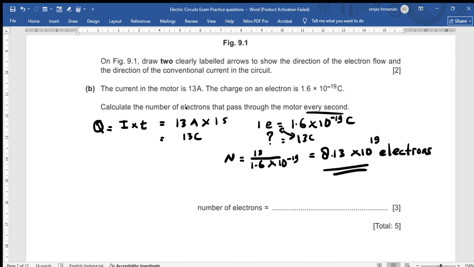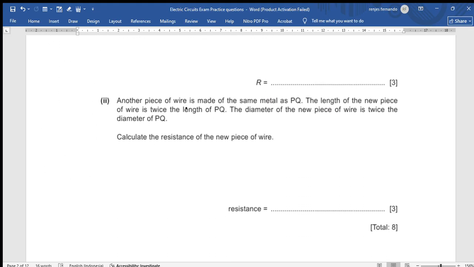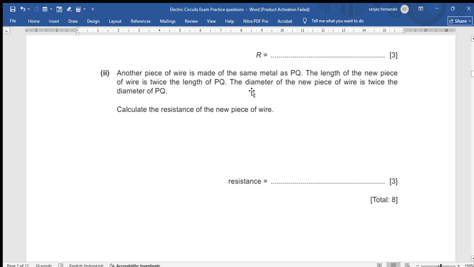The next one: another piece of wire is made of the same metal as PQ. The same metal means that the resistivity is the same. The length of the new piece of wire is twice, and the diameter of the new piece of wire is twice the diameter of PQ. Calculate the resistance of the new piece of wire.